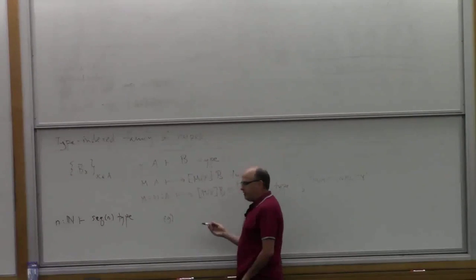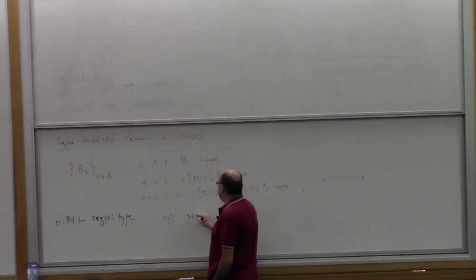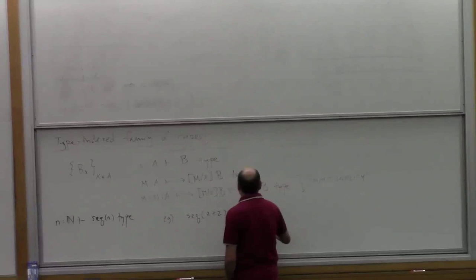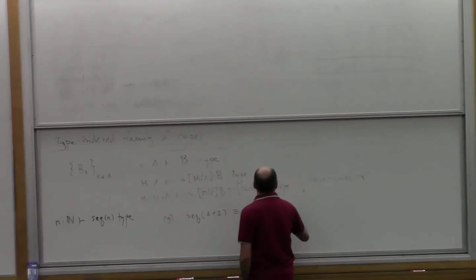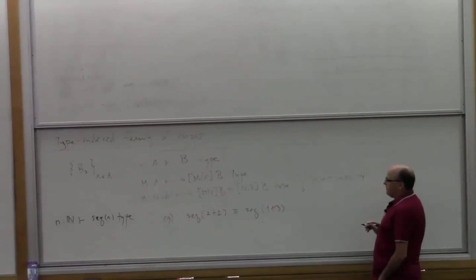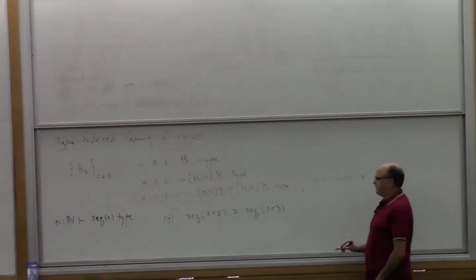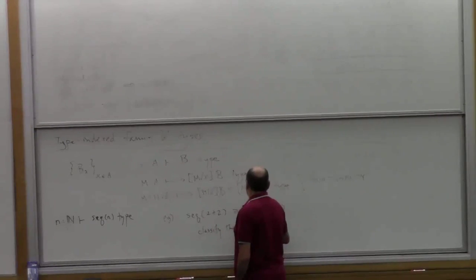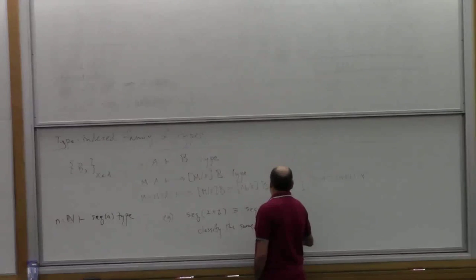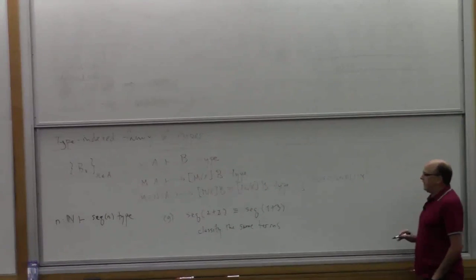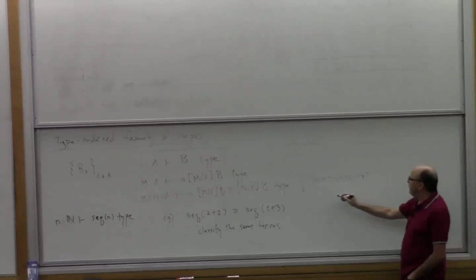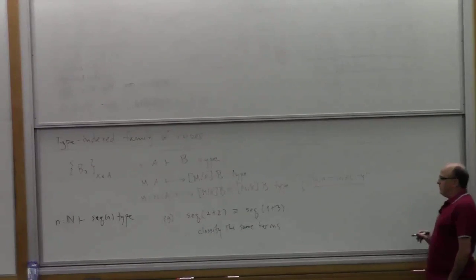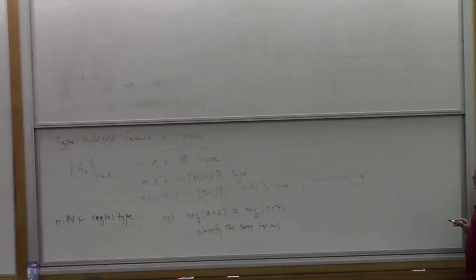And so we're expecting, based on our preceding discussion, that we would say that the type of a sequence of length 2 plus 2 would be the same type as a sequence of length 1 plus 3, maybe. That would be the same, and in particular, they classify the same terms. So that's an example, and that's the notion of what functionality is all about, this respect for equality.